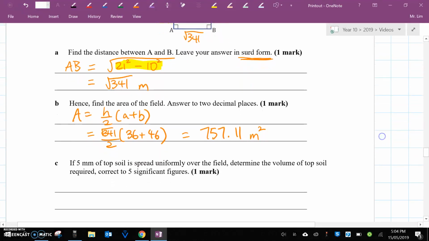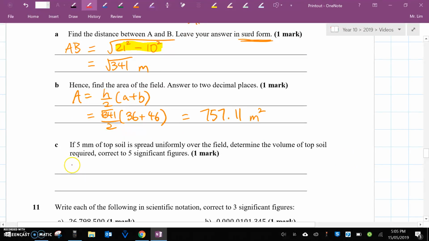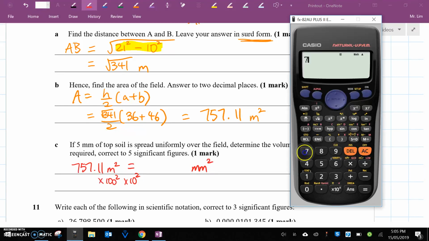Question C. If 5 millimeters of topsoil is spread uniformly over the field, determine the volume of topsoil required, correct to 5 significant figures. So we have 757.11 meters squared. We need to convert that to square millimeters by timesing that by 100 squared to turn it to centimeters squared, and then timesing it by 10 squared to turn it into millimeters squared. 757.11 times 100 squared times 10 squared. 757.11 and 4 zeros.